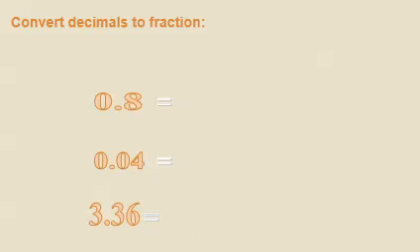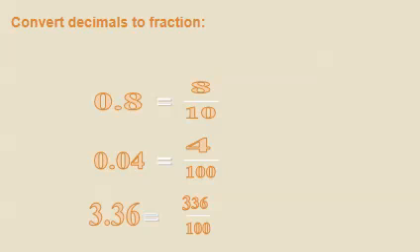The last example is 0.8, it's 8 in the tenths. 0.04 is 4 in the hundredths, and 3.36 is 336 over 100, because I have 2 digits in the decimal part. That was our lesson. So how do we write a decimal number in 3 forms: word form, standard form, and expanded form. And then we learned how to convert a fraction into a decimal and a decimal into a fraction.